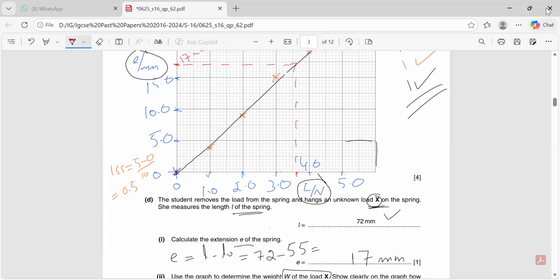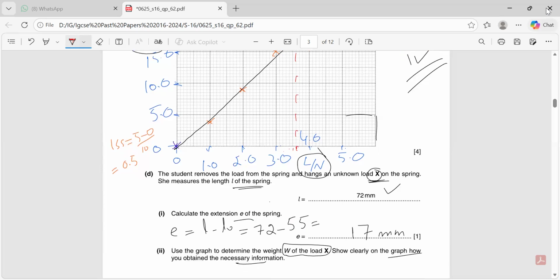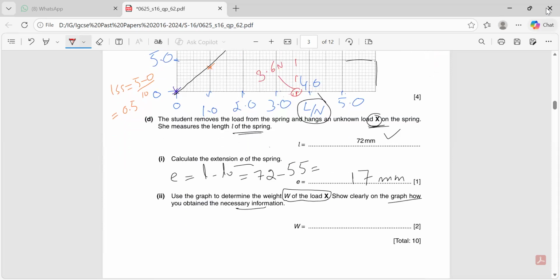Now, what is the load? This is 3.1, 3.2, 3.3, 3.4, 3.5, and this is what? 3.6. So, my dear friends, this is 3.6 Newton. And you can write here 3.6. And don't forget to write the unit, which is Newton. And it was very clearly mentioned that show clearly on the graph how you get the necessary information.